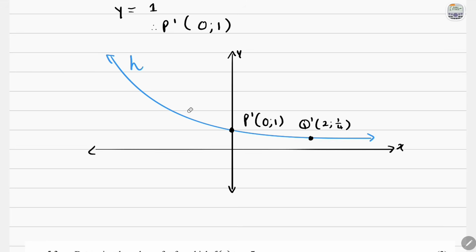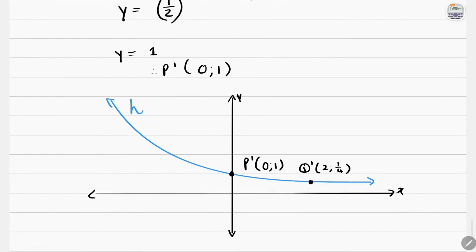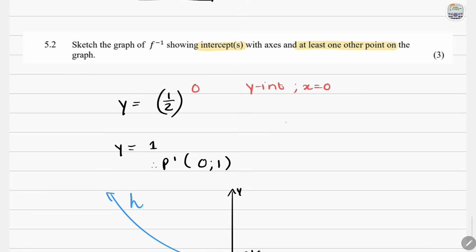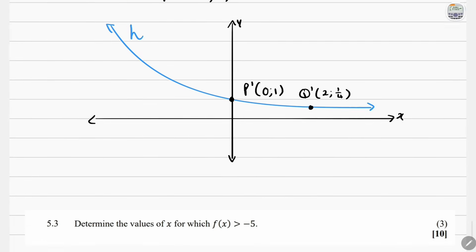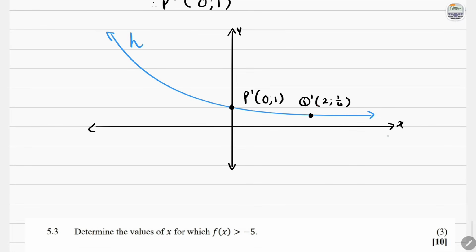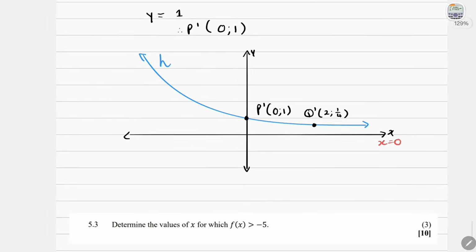Notice how this graph moves closer and closer to the x-axis, but it will never pass the x-axis, okay? Because as it is written, y equals a raised to the power of x, we don't have any plus q here, so it means that the value of q is actually 0. So we have a horizontal asymptote of 0, of y equals 0, on the exponential function.